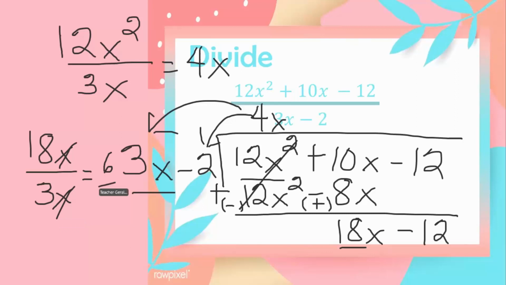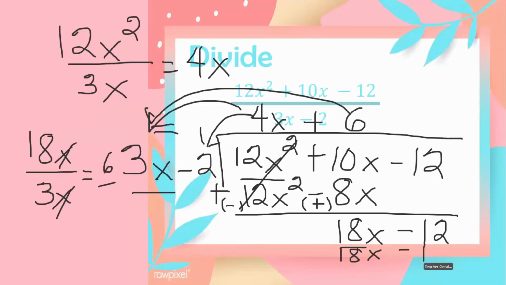Okay, so ano yung operation niya? That is also positive. So, lalagay mo dito plus 6. Okay, and then let's multiply it back. Okay, doon ulit sa binomial, doon sa divisor. 6 times 3x is equal to 18x. And then 6 times negative 2 is equal to negative 12.